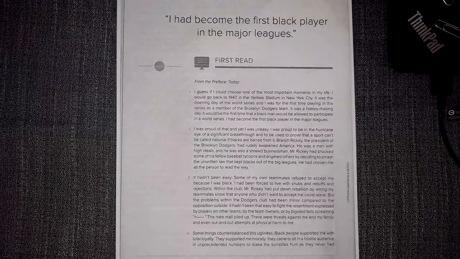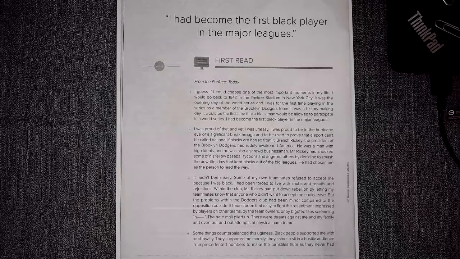I was proud to be in the hurricane eye of a significant breakthrough and to be used to prove that a sport can't be called national if blacks are barred from it. Branch Rickey, the president of the Brooklyn Dodgers, had rudely awakened America. He was a man with high ideals, and he was also a shrewd businessman. Mr. Rickey had shocked some of his fellow baseball tycoons and angered others by deciding to smash the unwritten law that kept blacks out of the big leagues. He had chosen me as the person to lead the way.